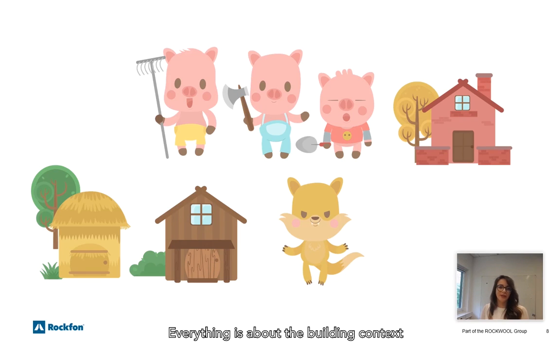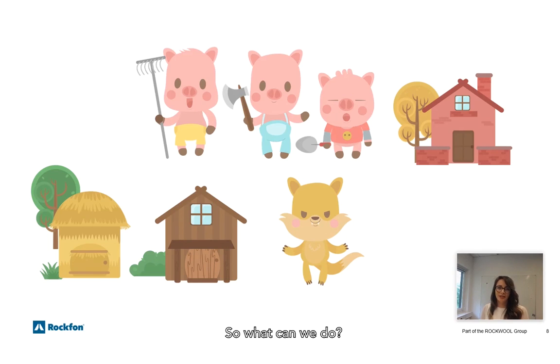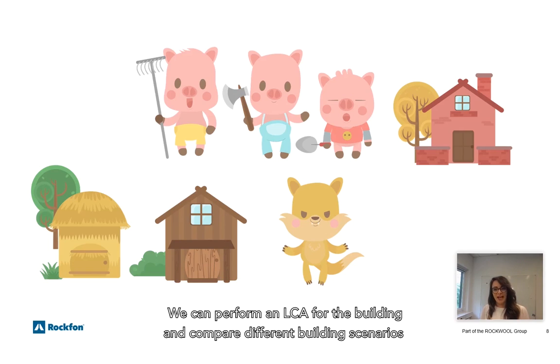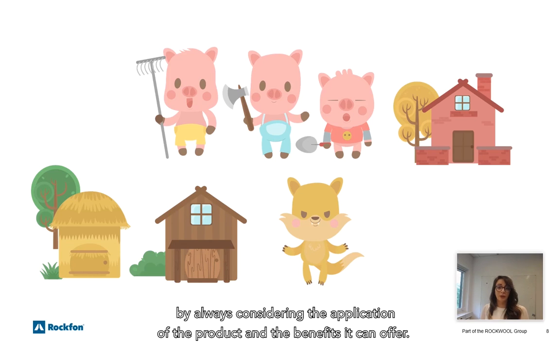Everything is about the building context and choosing materials that can achieve a good performance in that. So what can we do? We can perform an LCA for the building and compare different building scenarios to understand what is the best option, by always considering the application of the product and the benefits that it can offer.